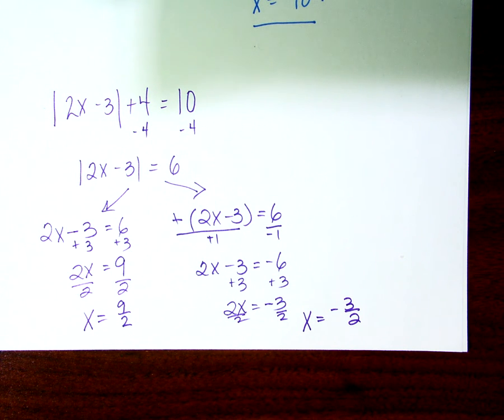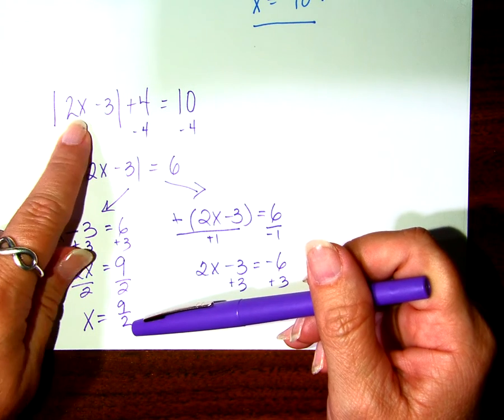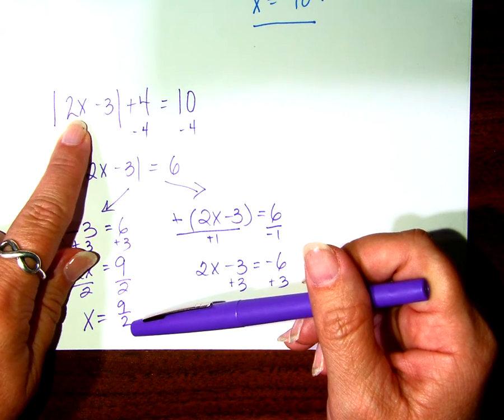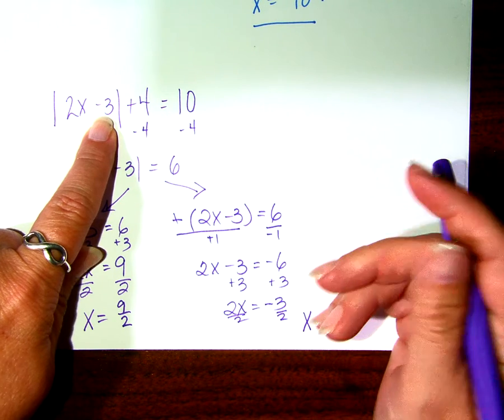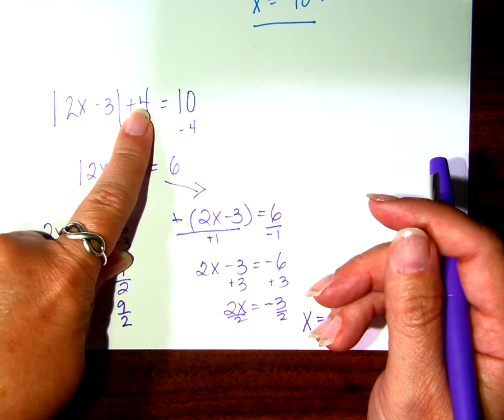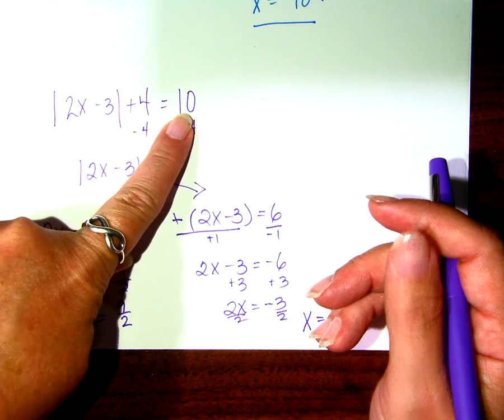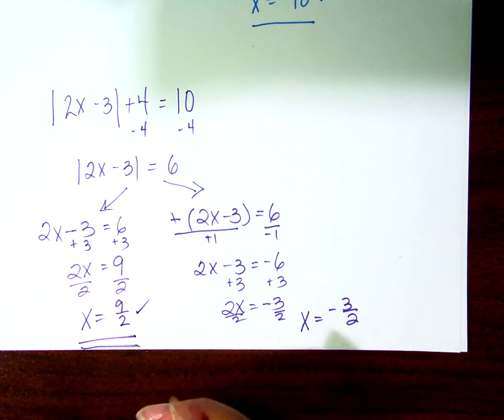How do you know? How could you know for sure? I could plug it in, right? 9 halves. 9 halves times 2 is 9. 9 minus 3 is 6. What's the absolute value of 6? What's 6 plus 4? Does 10 equal 10? Then this is right, without a doubt.